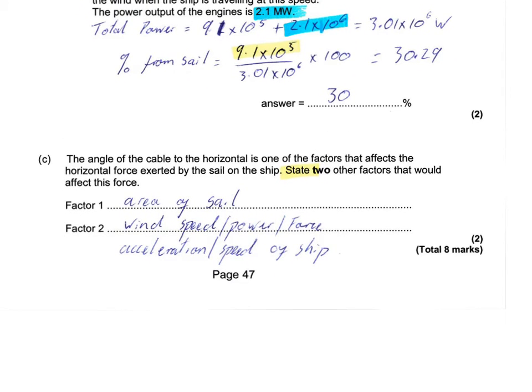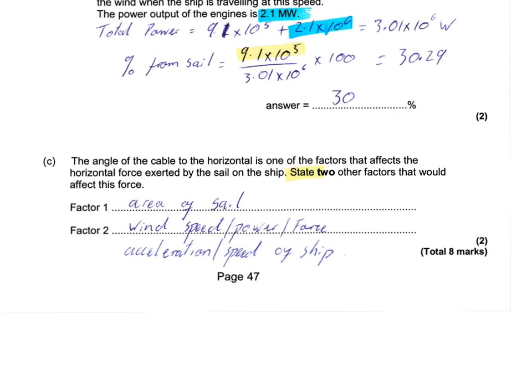The angle of the cable to the horizontal is one of the factors that affects the horizontal force exerted on the sail of the ship. State two other factors. The area of the sail, I think, is... wrong button. The area of the sail is an obvious factor. Bigger area is likely to give me a bigger force. The wind speed's going to be important.